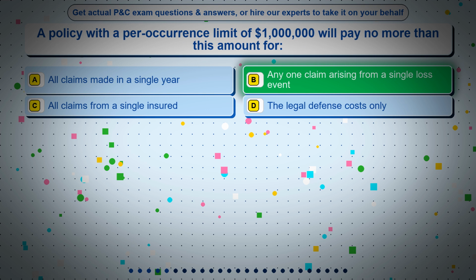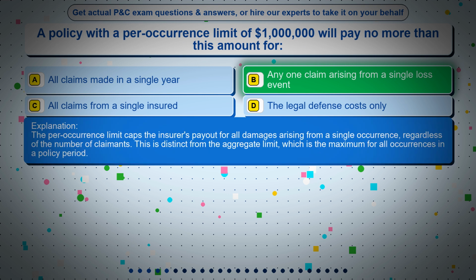Any one claim arising from a single loss event. The per occurrence limit caps the insurer's payout for all damages arising from a single occurrence, regardless of the number of claimants. This is distinct from the aggregate limit, which is the maximum for all occurrences in a policy period.